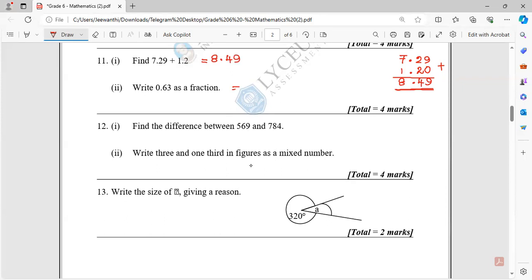So then you want to write 0.63 as a fraction. And I have two decimal places. Therefore, 63 over 100. You just imagine that nothing is difficult.